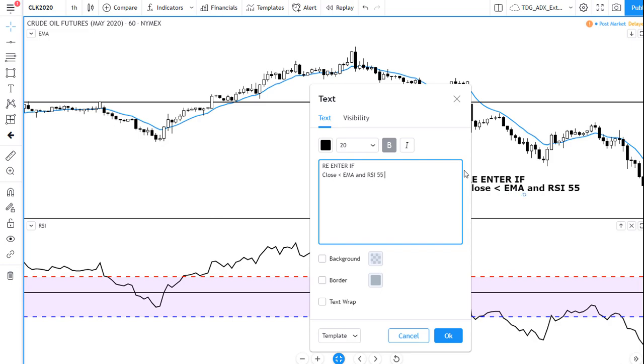RSI 55 is less than 44. If both of those two conditions are present, we want to sell next bar market. Okay, and again, in future trainings, I call that an NBM, next bar market.